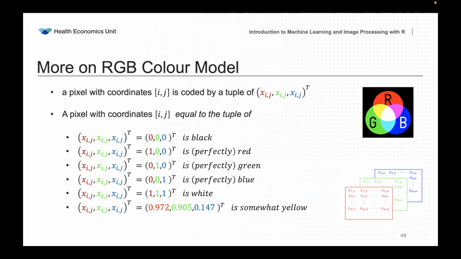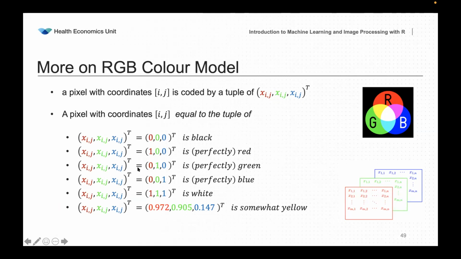So what is meant by all these matrices or this model? Suppose we have a pixel with coordinate ij in a plane. We code it as a tuple of x_ij red, green, and blue, and take the transpose. For example, if you have 0, 0, and 0 for all of red, green, and blue, then this pixel will become black. But if you have 1 for red and the other two are zero, for example for green and blue, then it will be a perfect red.